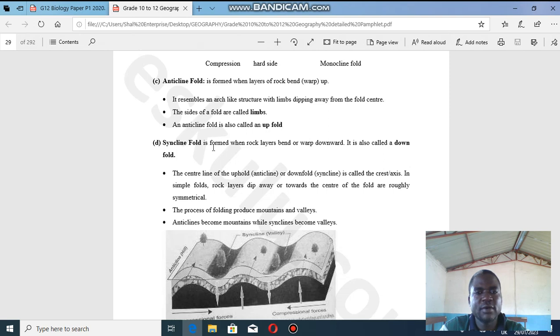The syncline fold is formed when rock layers bend or warp downward. It's called the downfold, so syncline is the downfold. The center line of the upward anticline and the downward syncline is called the crest or axis. In simple folds, rock layers dip away towards the center of the folds. Roughly they are symmetrical, they have a line of symmetry.